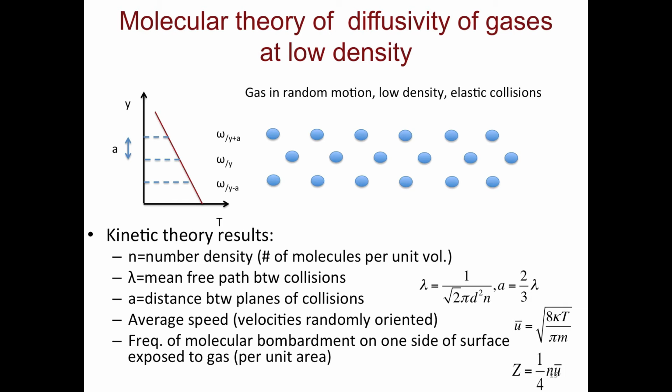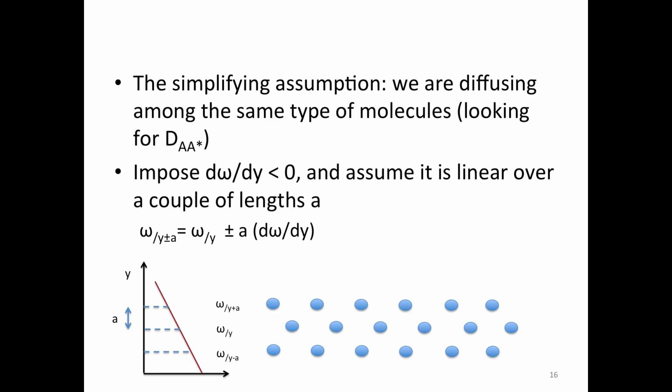And one thing that we need in the proofs is the frequency of molecular bombardment. When I'm moving around, I put a plane on one side of the plane, and I'm going to have the average number of molecules that bump into that plane given by Z. All of those are pretty much the same as what we did for momentum and heat transport. And now we're going to look at the simplifying assumption.